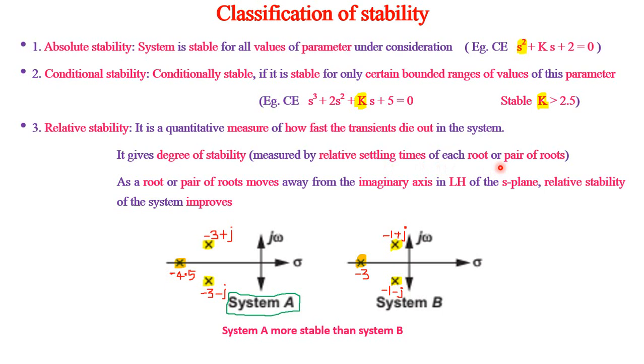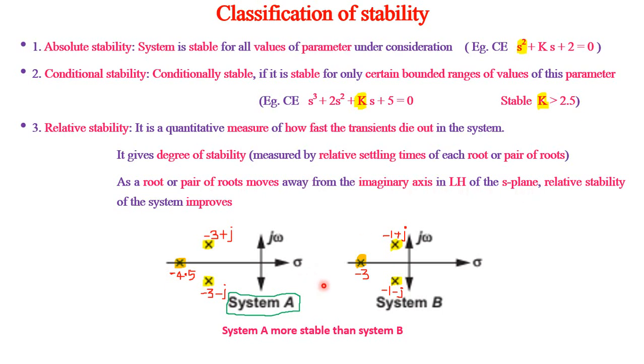Dominant roots are the roots which are closer to the j omega axis in the left half of the S plane, because they are going to dominate the performance of the system. So if a root or pair of roots moves away from the j omega axis in the left half of the S plane, the relative stability of the system improves.